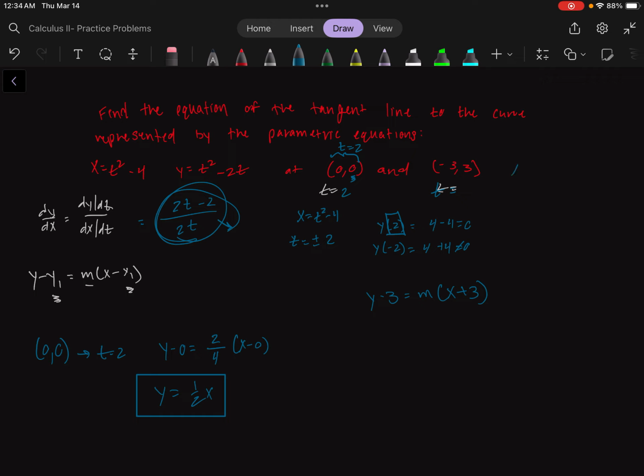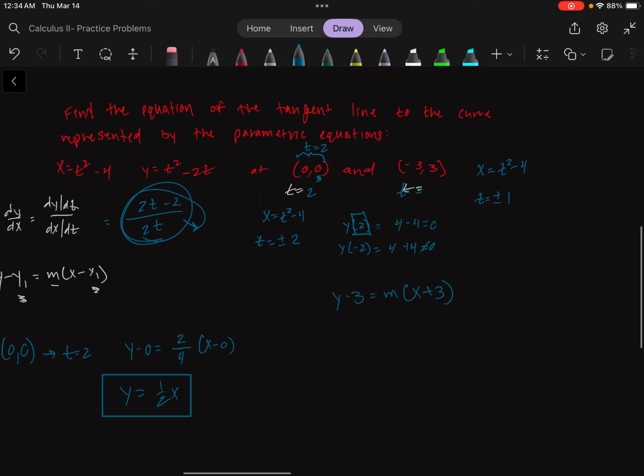Well, once again, I see that since x is t squared minus 4, we want x to equal negative 3. That means t is either going to be plus or minus 1. If it's a negative 1, we'll get negative 3 for x, and if it's a positive 1, we'll get negative 3 for x. So we're going to have to use the y value. We want the y value to be 3. So what happens when you plug in positive 1 for y? You get a 1 minus 2.